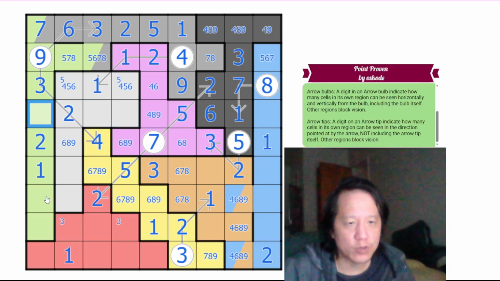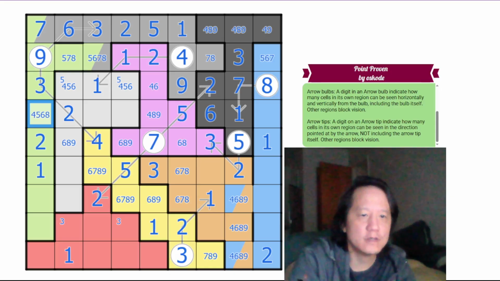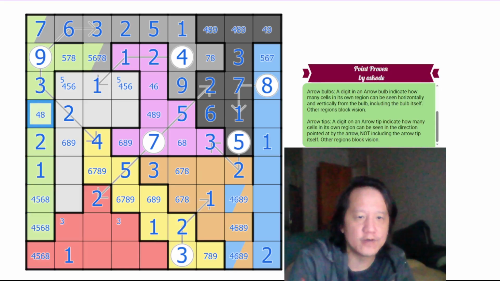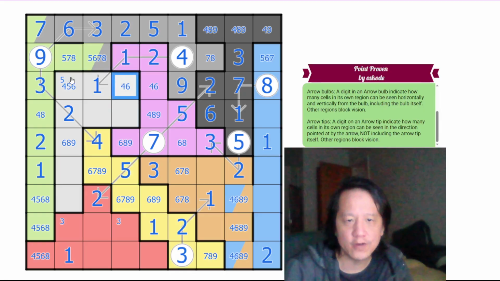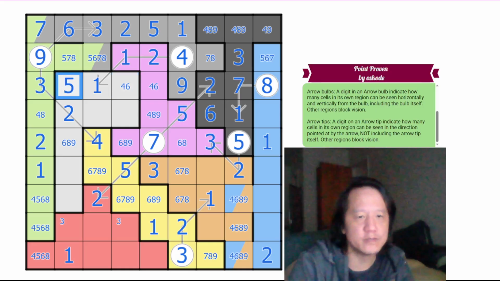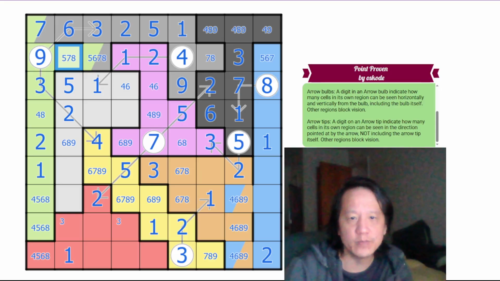Remaining digits in green. Well, actually, let's do column 1. Are 4, 5, 6, and 8. This can't be 5 or 6, so this is 4 or 8. This 5 eliminates 5 here. So this cannot be 5, whereas a 5 in row 3, it has to be here. That eliminates 5 from being here.